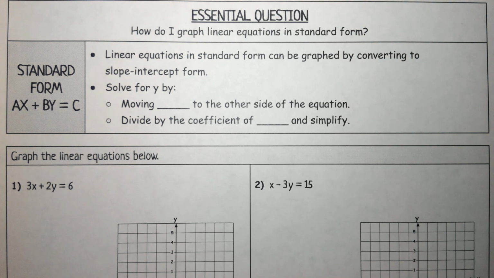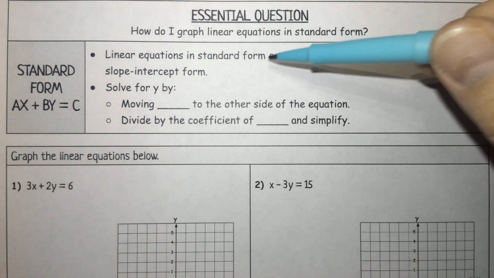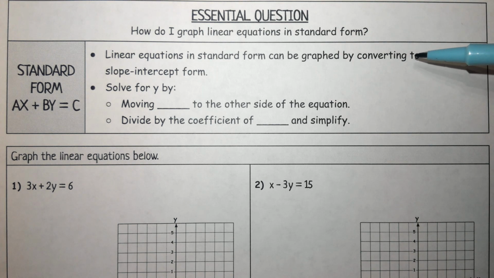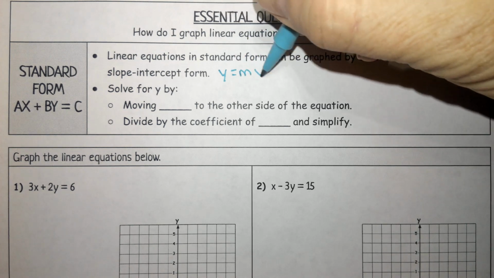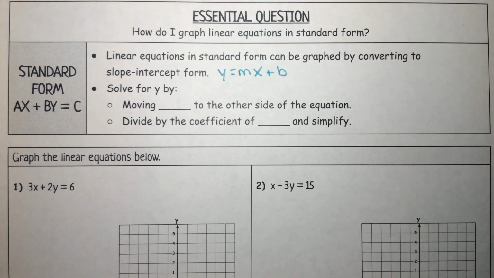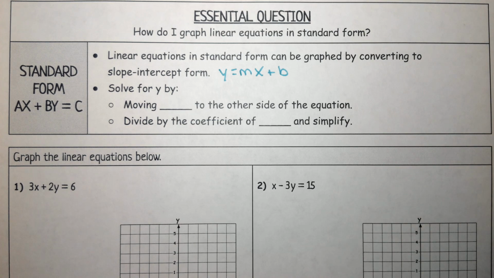So linear equations that are in standard form can be graphed by converting to slope-intercept form. So remember, slope-intercept form is y equals mx plus b. So if I convert to y equals, I'm solving for y, I can just do the y-intercept and slope to get 2 points and plot that way. Okay, so that's probably the easiest way to do these. There are other ways.